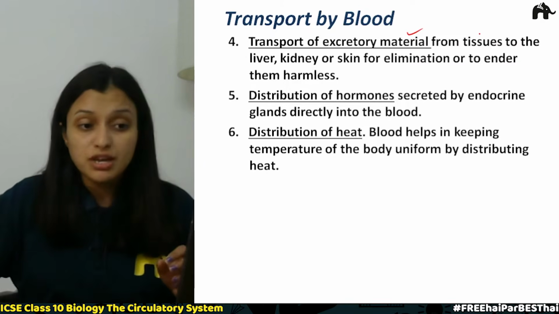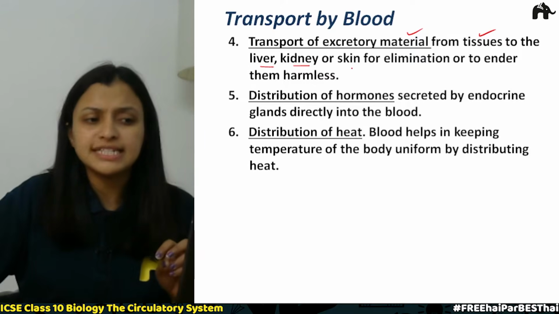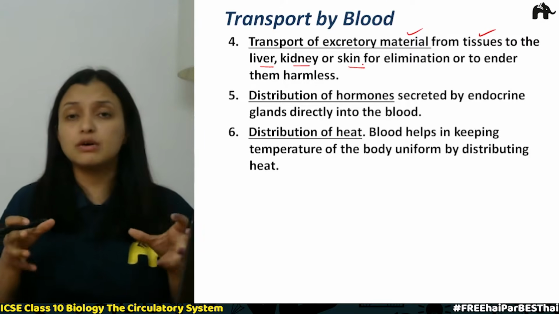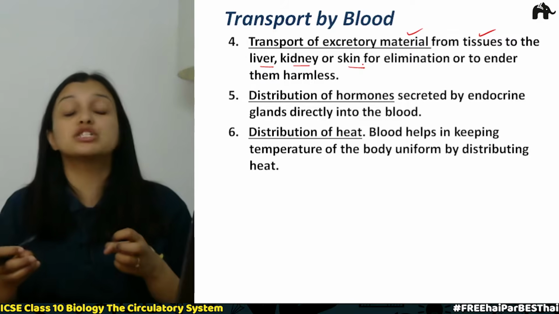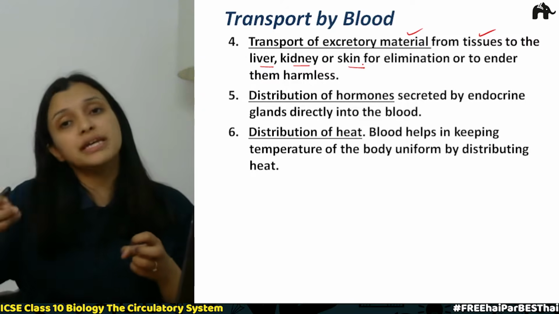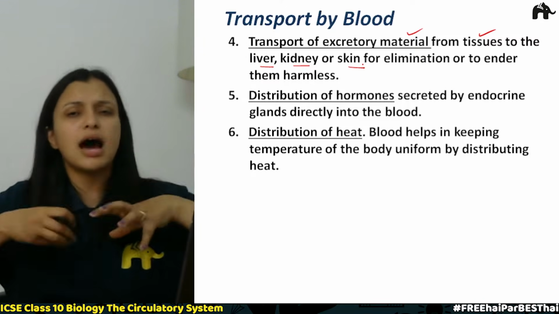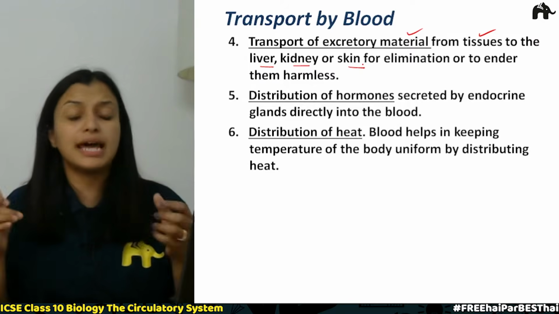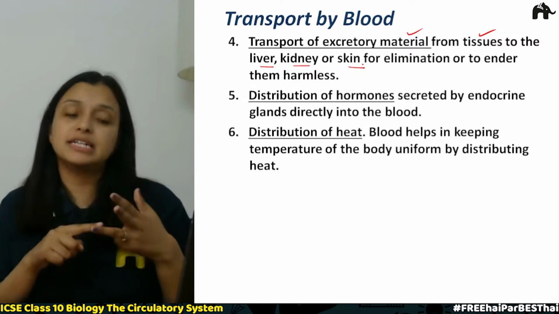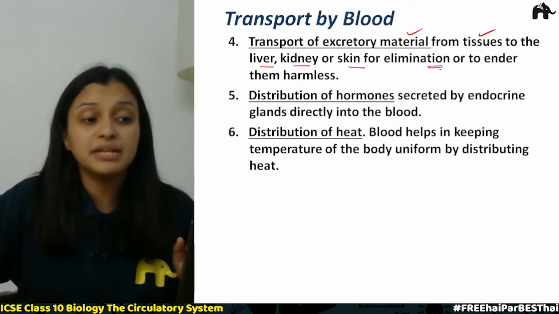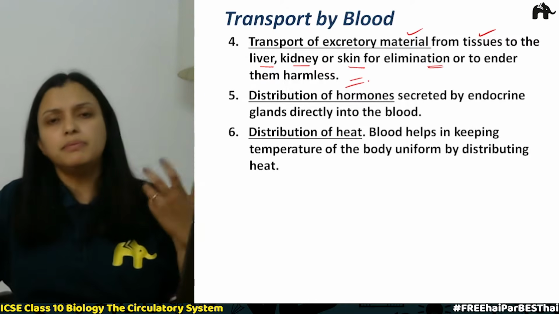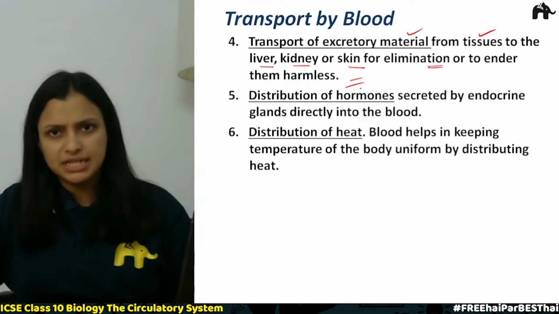So from tissues to liver, kidneys and skin. Whatever the waste product is, it will be transported to various body parts like the liver, kidney and skin, which are the excretory parts of the body, right? So they are eliminated from our body or made harmless for our body.